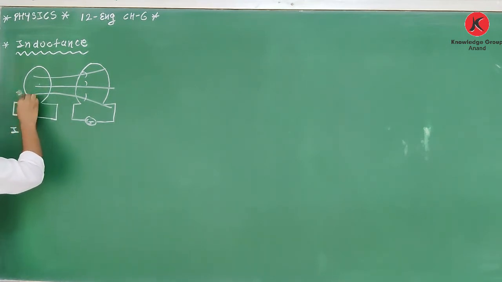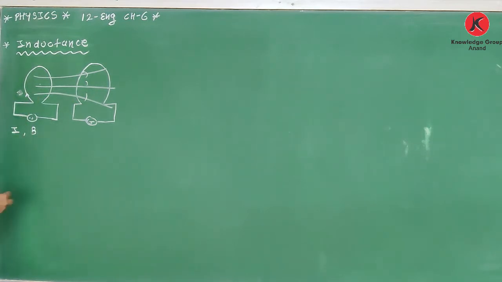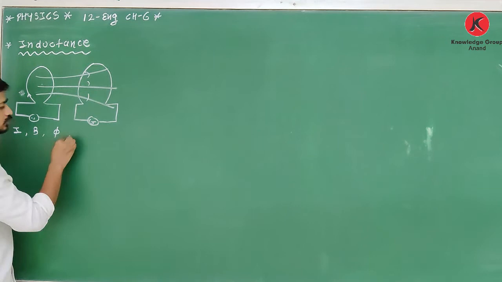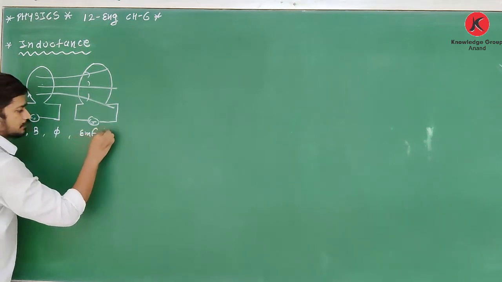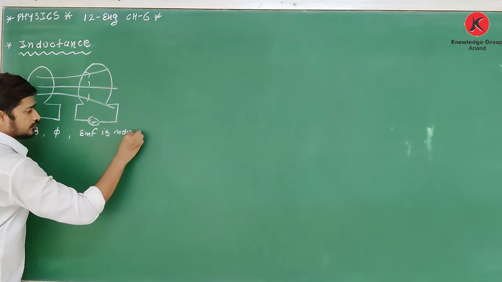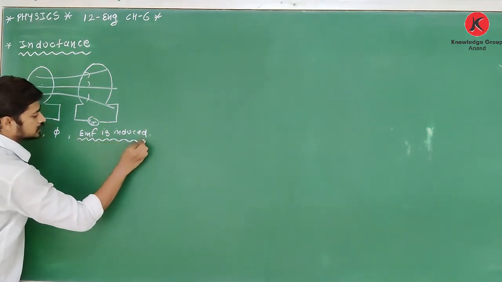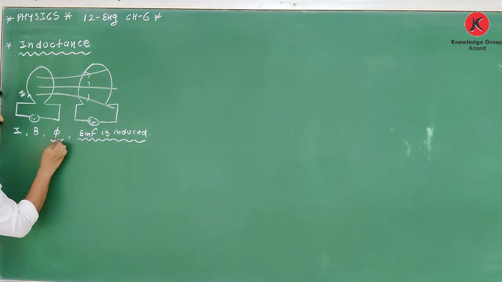So yes, due to that magnetic field, flux is linked with this coil. Now if current changes, magnetic field changes, flux changes, and we know that EMF is induced. Clear about this? So if there is current flowing in one coil, EMF is induced in another coil, current is induced in another coil. EMF is induced in the coil because there is some flux.